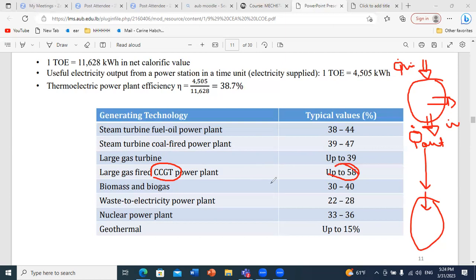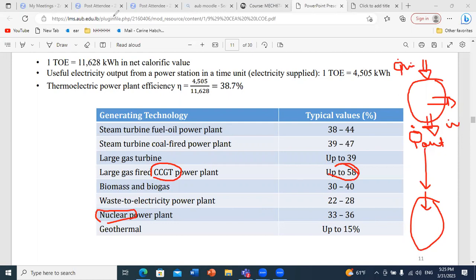Now, concerning biomass and biogas, the efficiency is between 30 and 40%. For waste to electricity power plant it is between 22 and 28. And for nuclear power plant it is 33 to 36. You can see that nuclear energy has relatively low efficiency and high levelized cost of electricity. And using it is just political, if you want, because it will give power to countries who use nuclear energy. They go for it, not because of economical reasons.